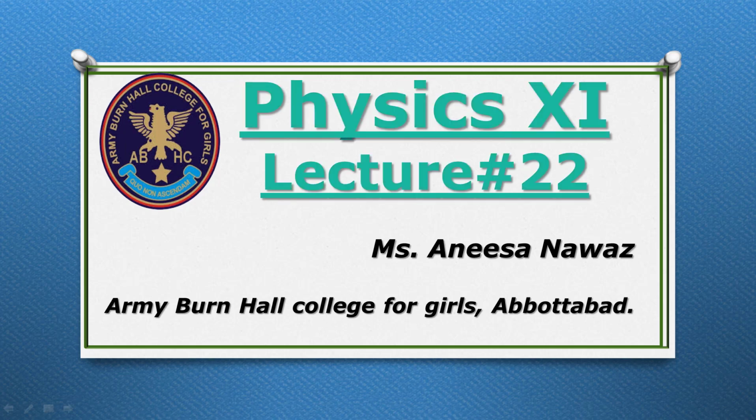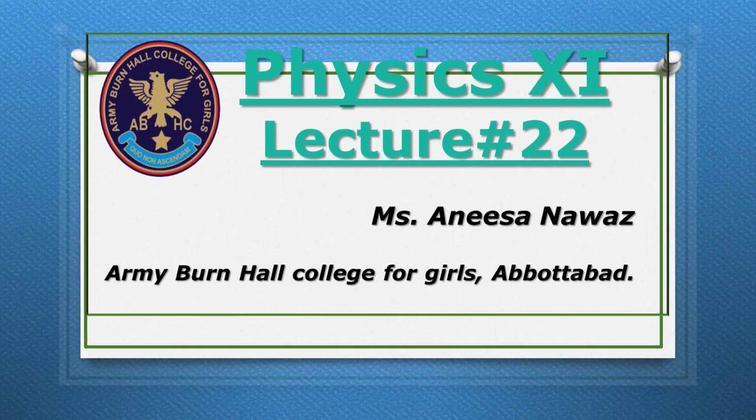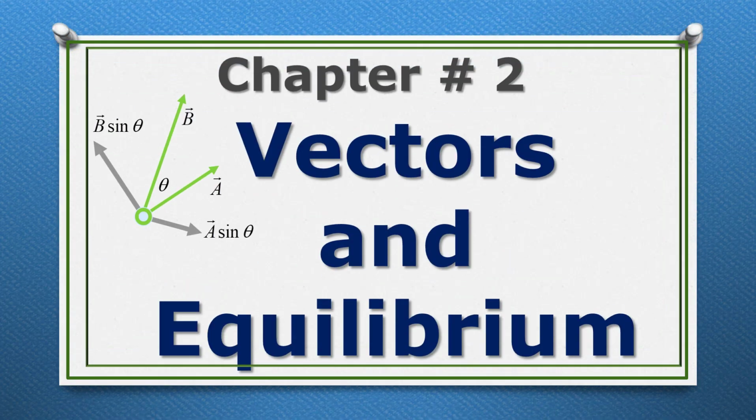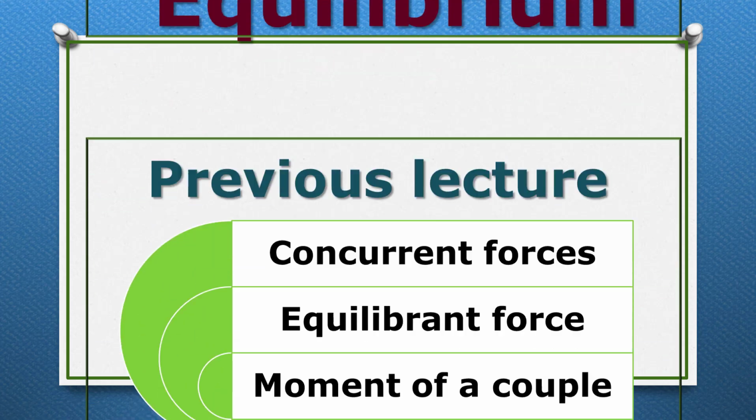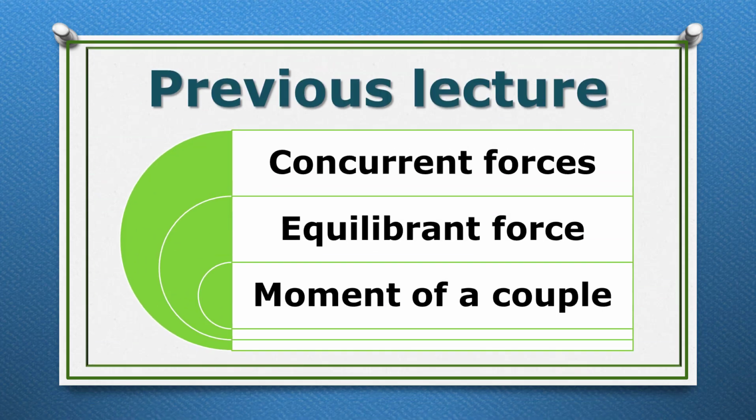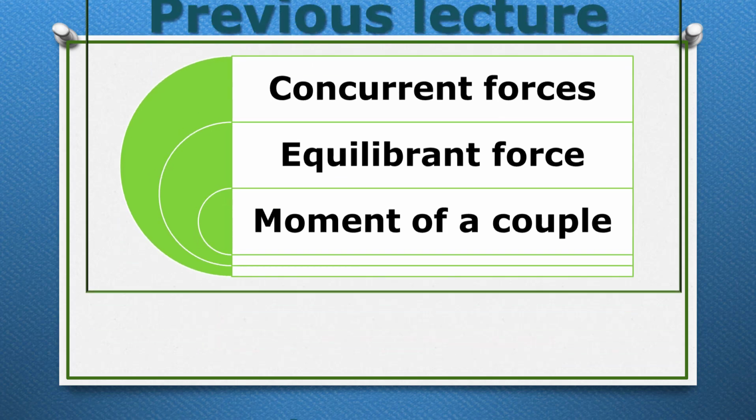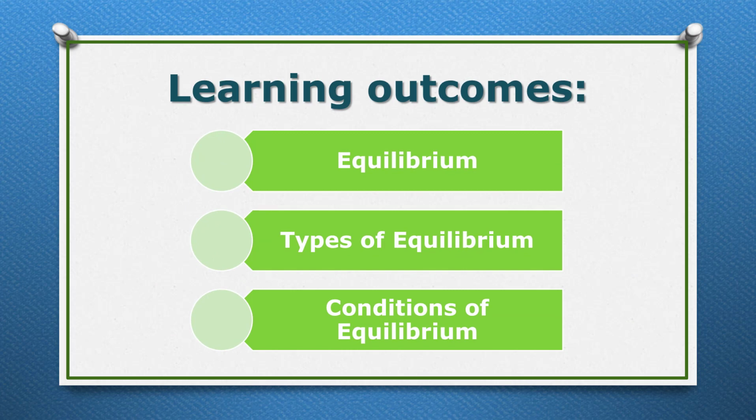This is our lecture number 22 from chapter number 2, Vectors and Equilibrium. In the previous lecture we have discussed concurrent forces, equilibrium force and moment of a couple. After listening to today's lecture, you would be able to explain the concept of equilibrium, types of equilibrium, and two conditions of equilibrium.